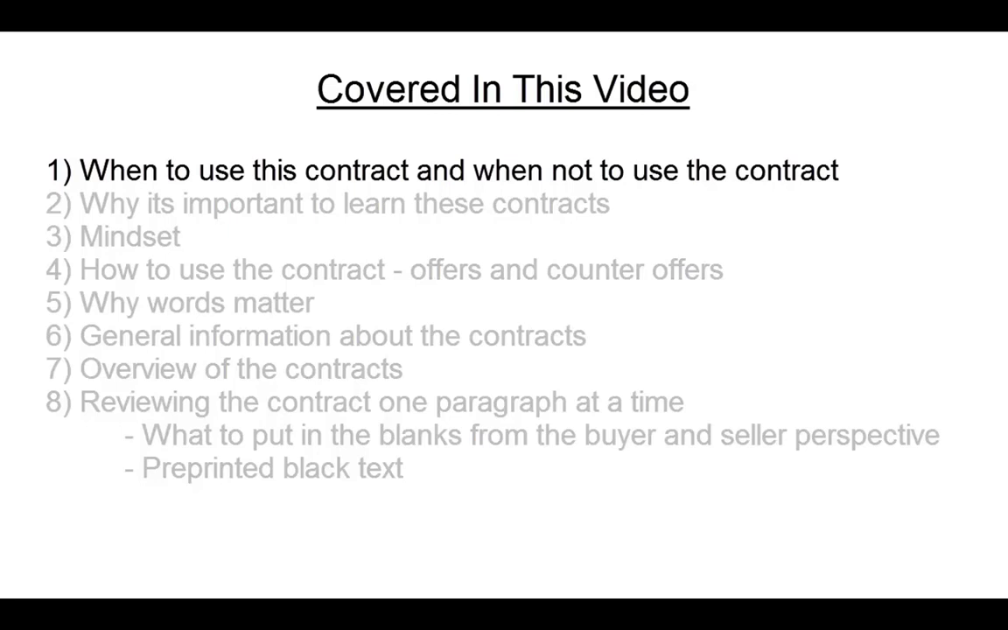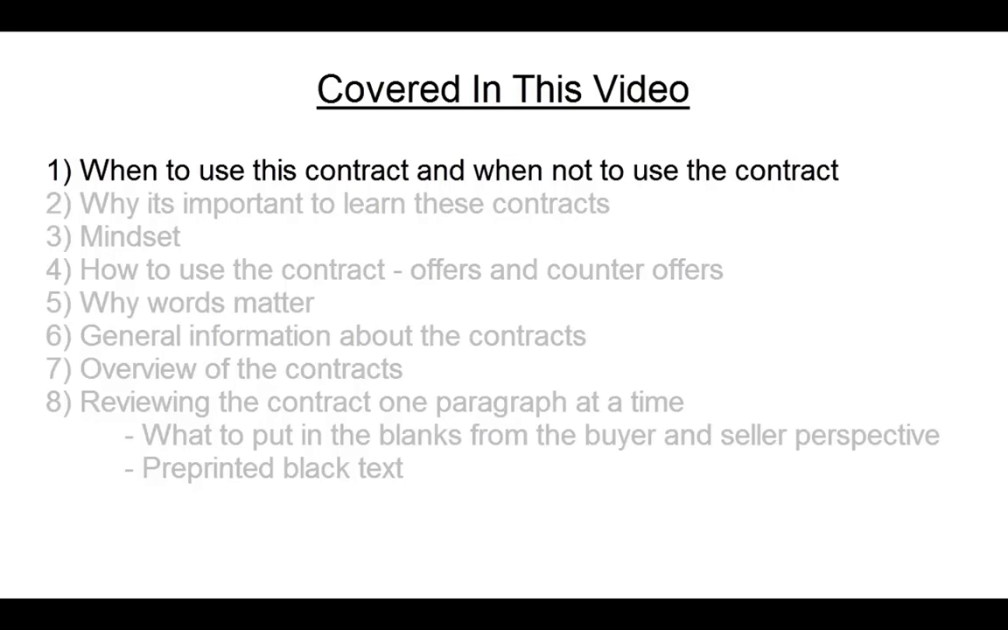In all those scenarios, you would still use this contract. The time you would not use the contract is if it is unimproved property, like raw land or vacant land, just a lot. If it's new construction, you wouldn't use this. If it is considered a farm or a ranch, meaning most of the time if it's over 1 acre, then this would not be the best contract to use. You'd actually use the farm and ranch contract.